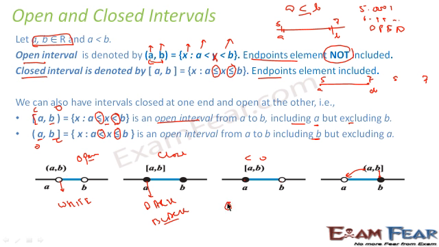So we'll say open is equal to no endpoints, and closed is equal to endpoints included. And we can have semi-open, semi-closed. So let's now go to the memory tip.